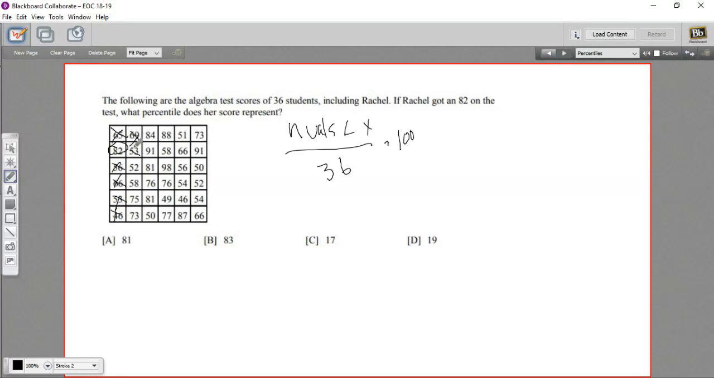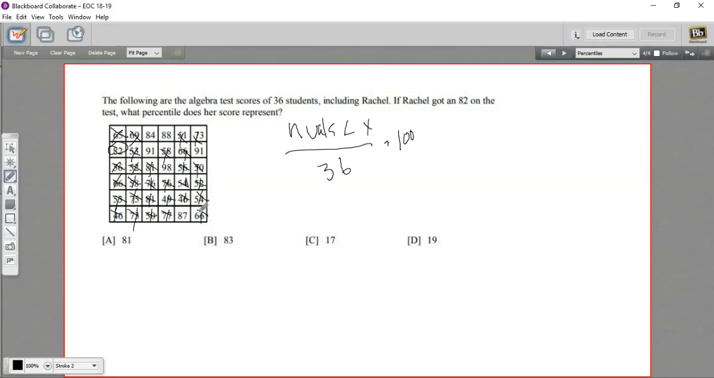So 69, 53, 52. Looks like she did pretty well compared to the rest of the people here. So I'm thinking that percentile is going to be pretty high. Let's see, 84 is higher, 91 is higher. That's lower, that's lower. 88 is higher, 98 is higher. That's lower, and that's lower. So just crossing out anything lower than an 82. 87 is higher, 91 is higher. Okay, so the x'd out values are all values that are lower than Rachel's 82.